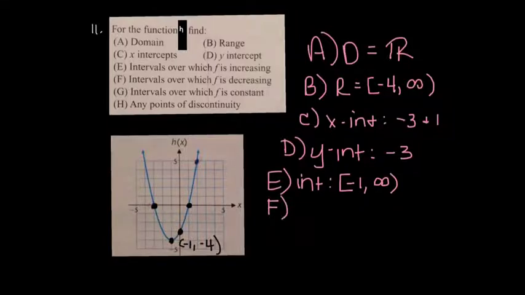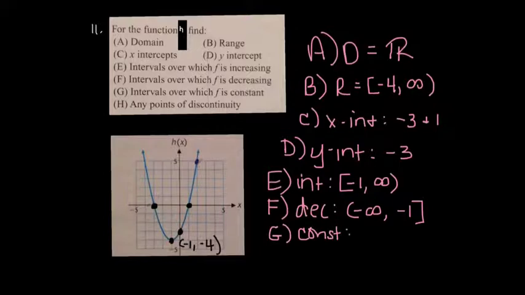It is decreasing. If I start at negative infinity and come this way, the function is going to be decreasing or going down until I hit this point. So the function is decreasing from negative infinity to negative 1. It's not constant anywhere, because there's nowhere in the function where it's not either decreasing or increasing. So the function is always either increasing or decreasing. There's no points of discontinuity because I can trace the entire function without ever lifting my pen.